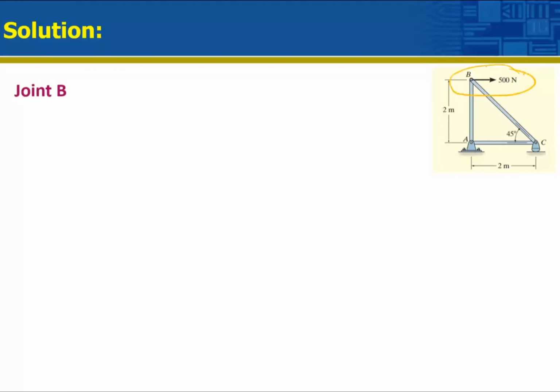So I will start my analysis from joint B, because B has one known force and two unknown forces. I will draw the free body diagram of joint B. So let me draw pin B. This is pin B, okay? On pin B, I've got a force being applied. This is the force applied on pin B, which is 500 Newton.